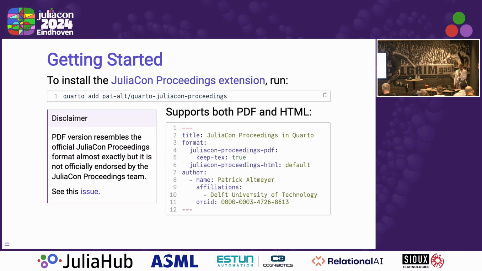Again, very easy to install this. It's open source, so you can already try this out. You just add the extension locally to your project, and then you specify the configurations in your YAML header. And what you get is ultimately a PDF that looks already very, very close to what the final submission with the official template currently looks like. There are a few discrepancies still. So disclaimer here, this is not yet officially supported by JuliaCon proceedings, but hopefully, looking at Luca here again, we'll get there in the future.